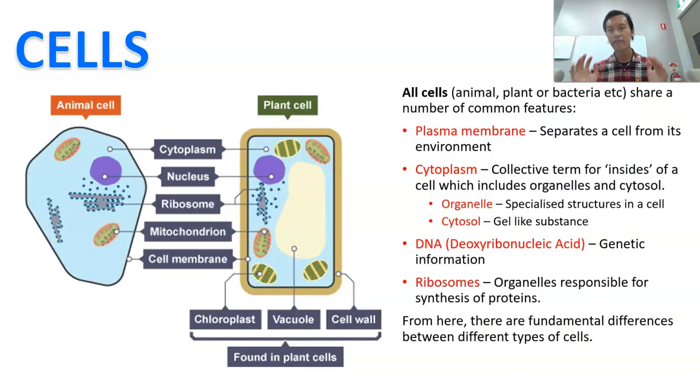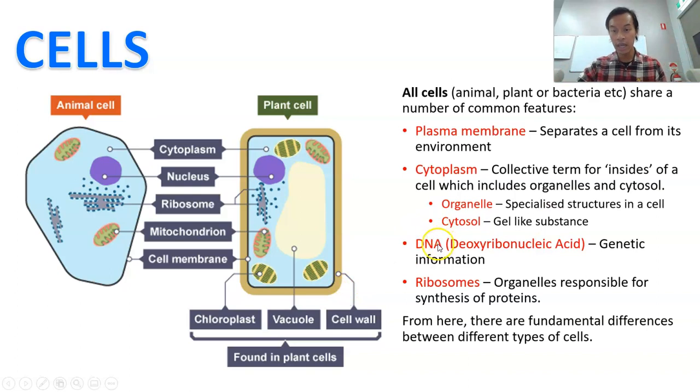All cells have common features, right? It doesn't matter whether it's a plant cell, an animal cell, or bacteria cells, they all have these four things. They all have a plasma membrane, which separates the cell from its environment, much like the skin of an organism does. It has a cytoplasm. Now, the word cytoplasm is the collective term for the insides of the cell, right? Which includes things like the organelles, which are specialized structures in the cell, or the cytosol, which is a gel-like substance comprised mainly of water. The term cyto is referring to cell, right? So it's a cell plasm or cell goop, if you would.